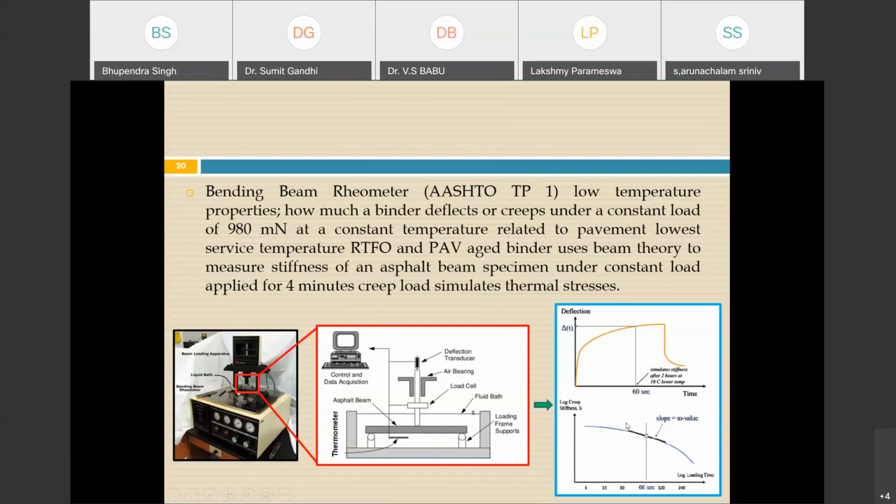With the help of this M value, we check at which temperature the limiting values are obtained. Let us say at minus 22 degrees the limiting value of M is obtained. Then our performance grade will be PG 70, which was obtained from G star upon sine delta, minus 22. This minus 22 is obtained from the bending beam rheometer. That is how we decide the performance grade of our binder.